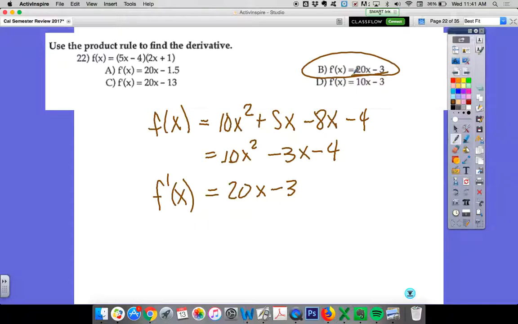So you can do that. You could do the product rule. Hold on one second. How'd you get 10x squared? Because I said 5x times 2x. Oh, never mind. I forgot I was multiplying it.